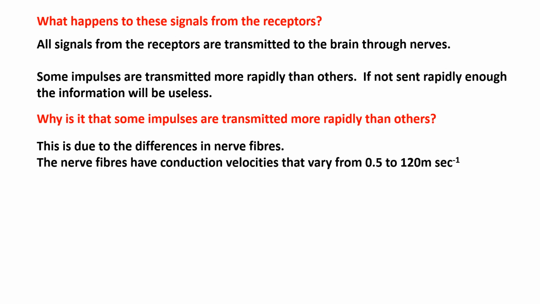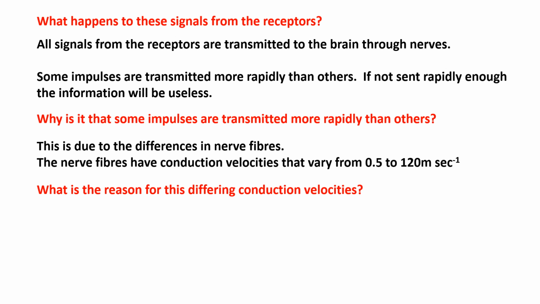I think this is something that you need to know before we talk about how impulses are transmitted to the brain, all right? So the nerve fibers have conduction velocities, and these conduction velocities can vary from 0.5 to 120 meters per second. In other words, there are nerves that conduct impulses at a rate of 0.5 meters per second, and yet there are some that conduct impulses at 120 meters per second.